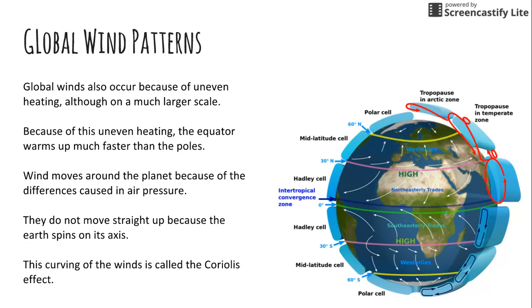The wind moves around the planet because of the differences in air pressure caused by this uneven heating, and the winds do not move straight because the Earth spins on its axis. So instead of these lines going straight, you'll notice that they're curved. The curve of this wind is something we call the Coriolis effect.